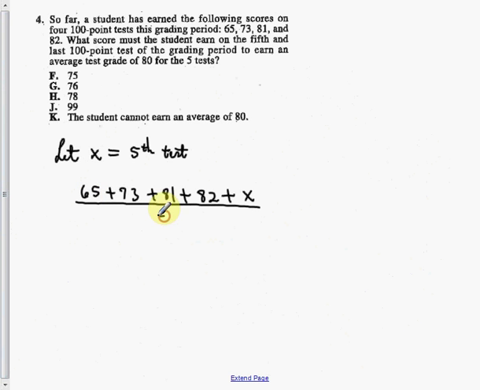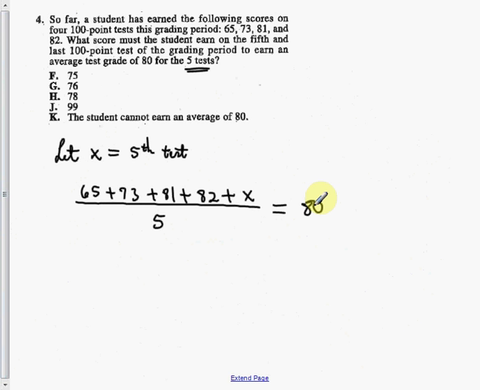Okay, say it again. Thank you. 5, right? 5 tests, right? They give you 4 grades, but they want you to find the 5th test. So there are 5 tests in all. Now, what score does he want? An 80, right? See that? So it's just a very simple algebra problem now.